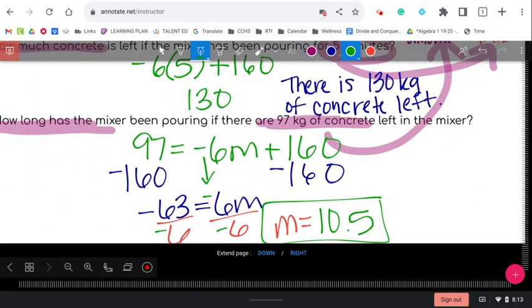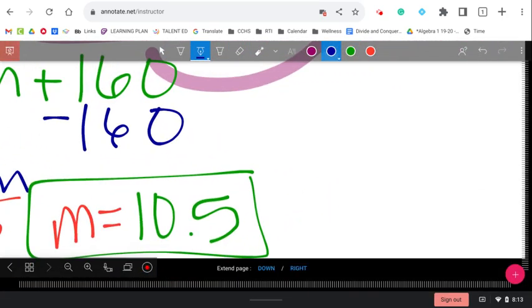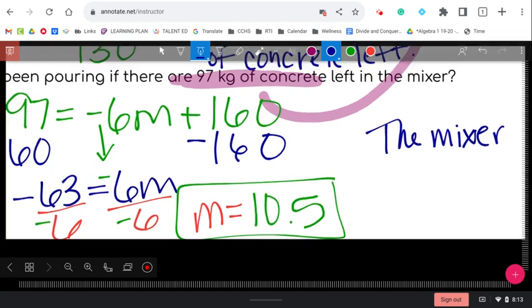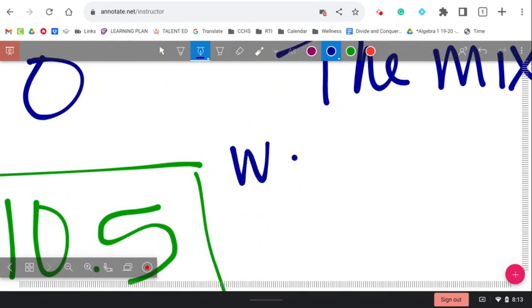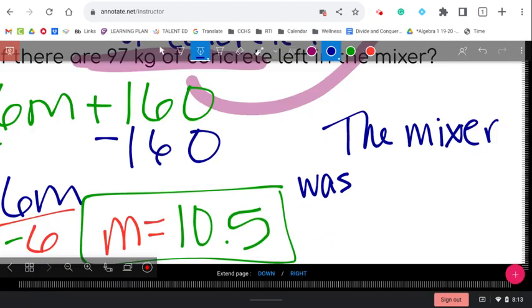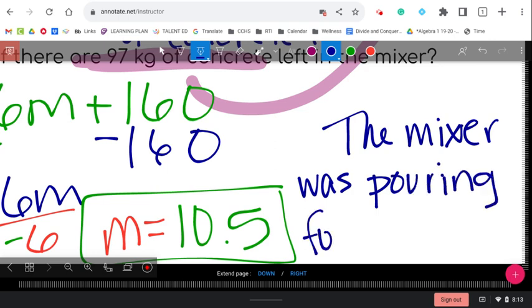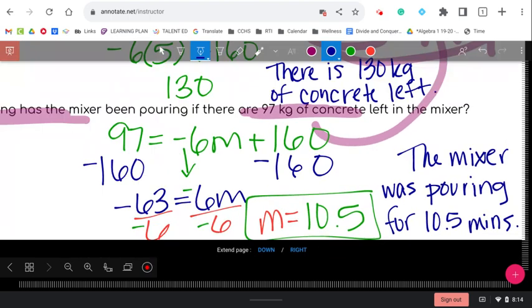How long was the mixer pouring? So you need to write a sentence. The mixer was pouring for 10.5 minutes. Okay, if you guys have any questions, let me know or ask somebody next to you guys.